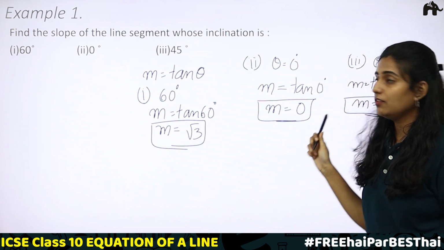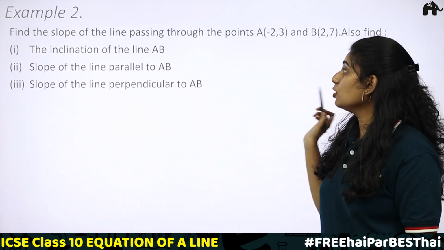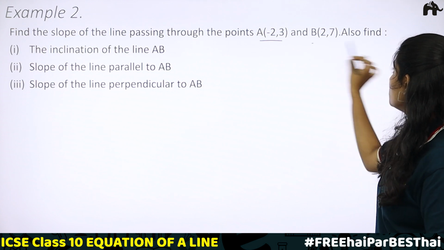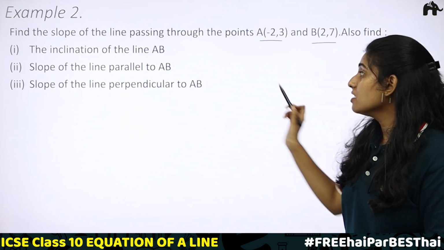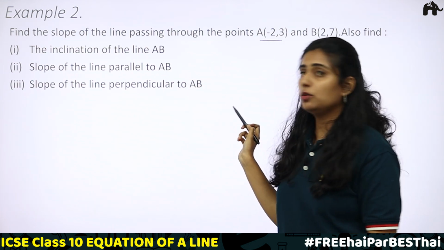And for 45 degree, we got slope m is equal to 1. Next, example 2. Find the slope of the line passing through the points A(-2, 3) and B(2, 7). Also find the inclination of the line AB. Second, slope of the line parallel to AB. And the third, slope of the line perpendicular to AB.